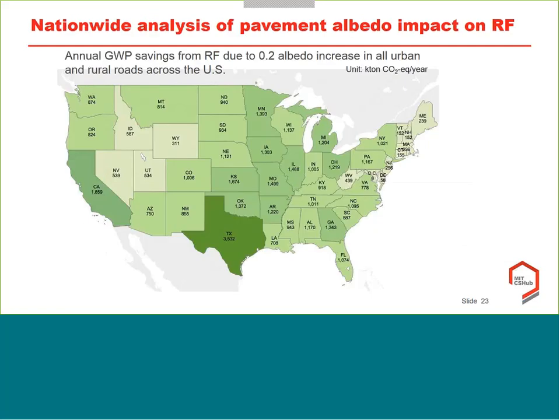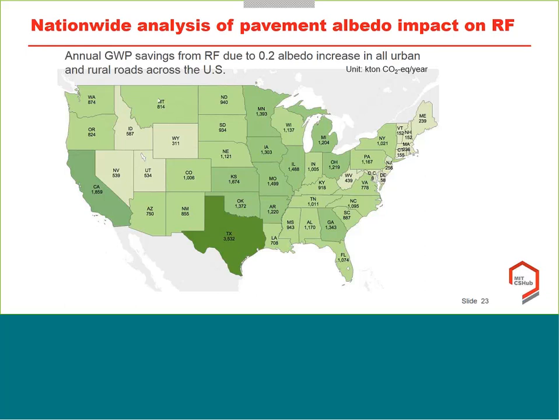Just to get a sense of how significant this is, we did an analysis of all the pavements in the U.S., so urban and rural roads across the U.S. What if we did a 0.2 albedo increase? This could be accomplished, like I mentioned before, using materials, coatings, whatever. And so obviously it's pie in the sky, but it's just to give us a sense of how big of an issue this is.